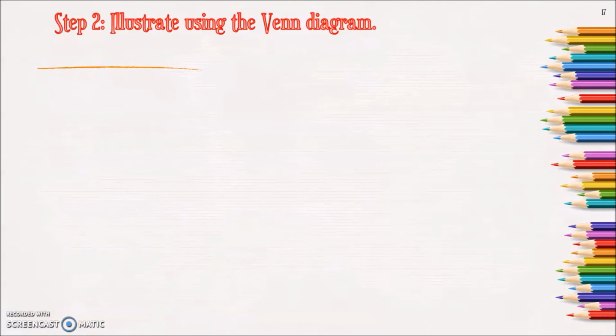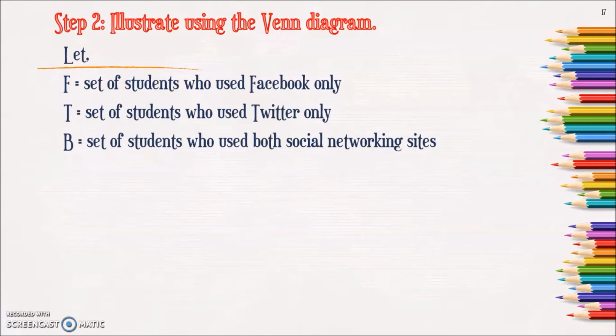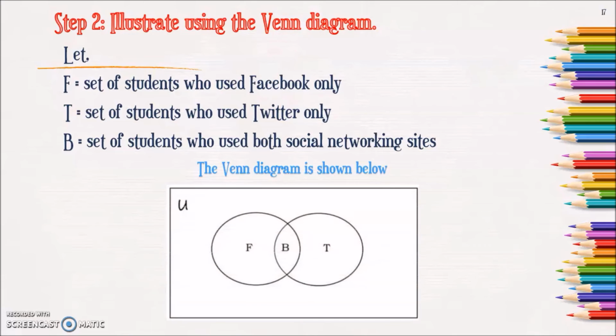So step 2. Illustrate using the Venn diagram. Let the following be our representation. We let F be the set of students who use Facebook only, we let T be the set of students who use Twitter only, and we let B be the set of students who use both social networking sites. The Venn diagram is shown below. So, based on our illustration, we have the universal set, and the representation of Facebook, Twitter, and both social networking sites.